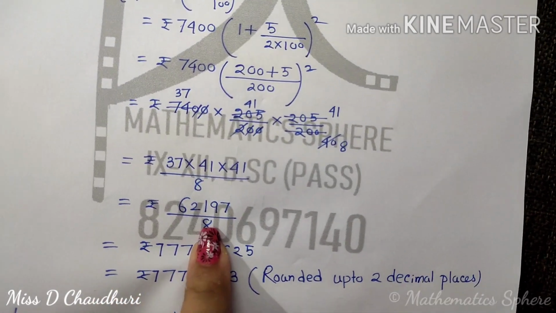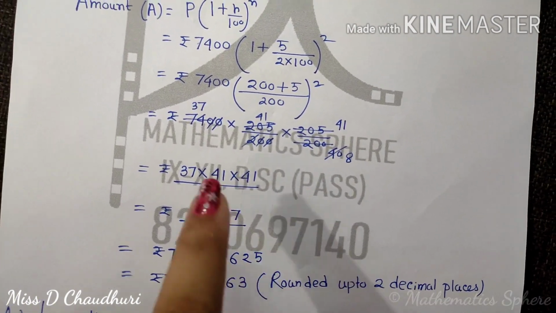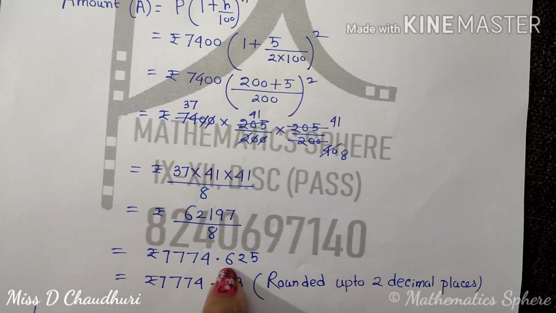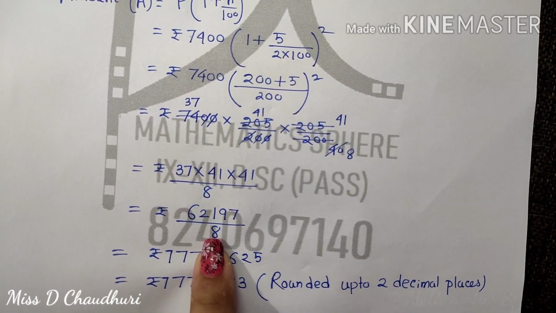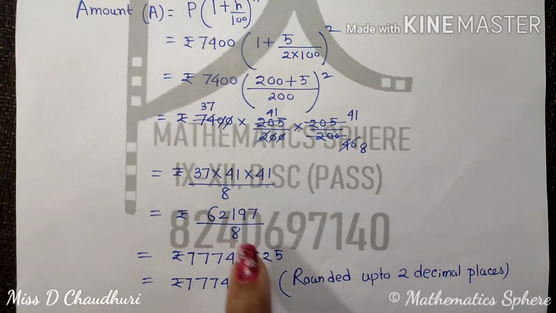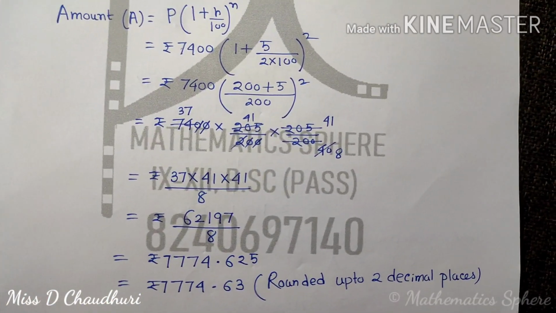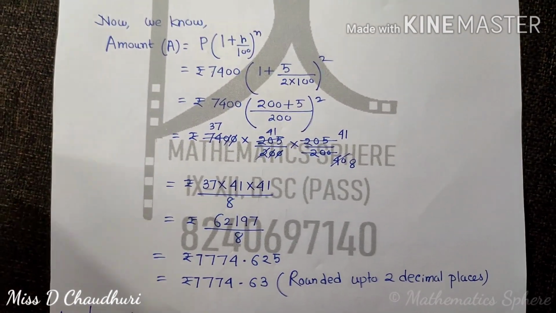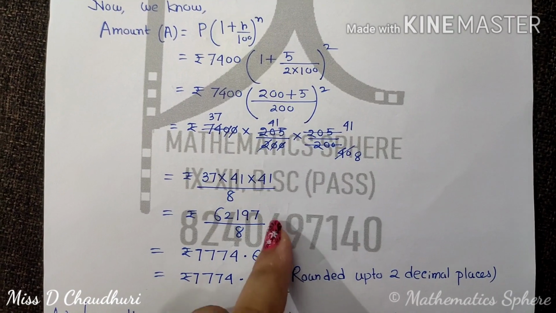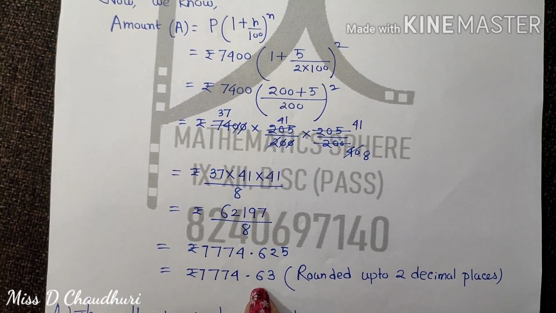Now you divide this one by 8, you are going to get 7774.625, means after dividing by 8 you will see that it will get terminated. It is not recurring. We know that when it is divided by 8 it never becomes recurring. So this one will be coming. Now we know that in case of money we are not going to keep 3 decimal places, so we will round it up. Up to 2 decimal places we will keep. So it is 5, and for 5 or more we increase the last digit, so it will become 63.